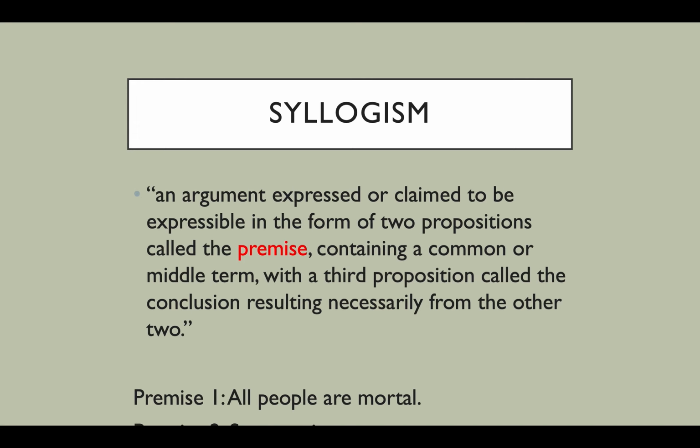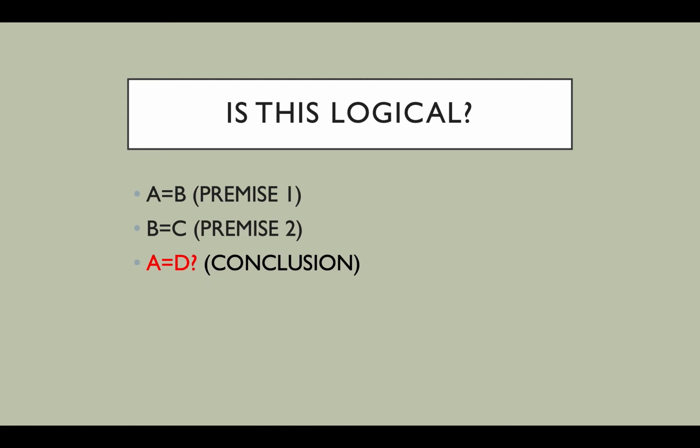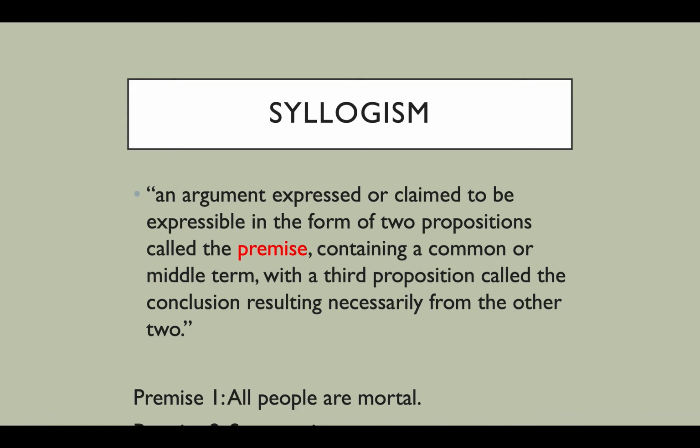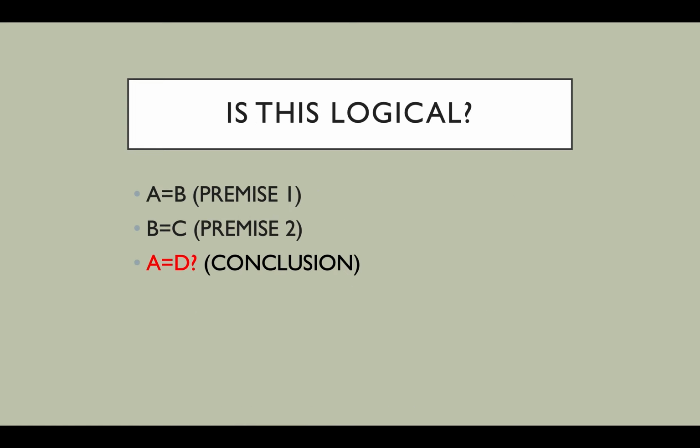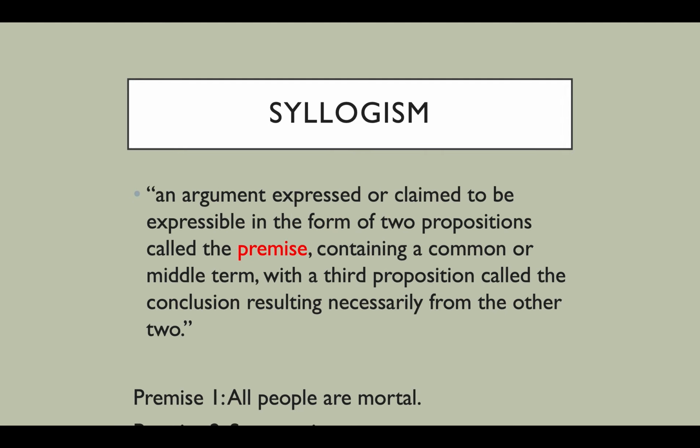So this is what we call a syllogism, which is an argument expressed or claimed to be expressible in the form of two propositions called the premise, right? So we have the premise 1 and the premise 2, containing a common or middle term. And in this case, the middle term, the common term would be B, right? With a third proposition called the conclusion, resulting necessarily from the other two. And by necessarily, we mean it has to happen. It's necessary.